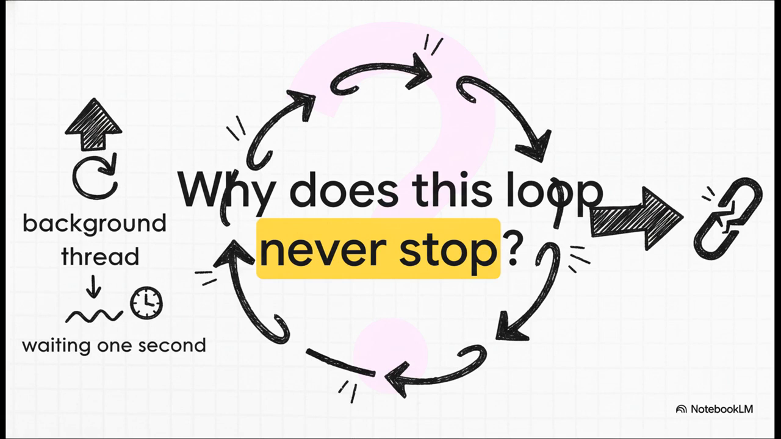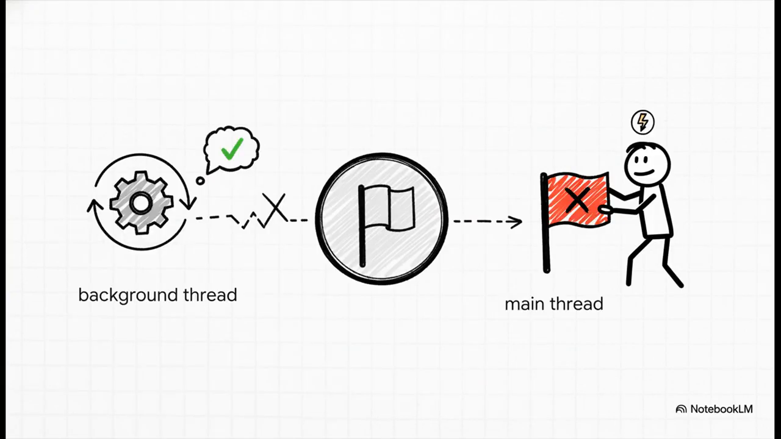But here's the weird part. A lot of the time, it just doesn't. It gets stuck in an infinite loop. What is going on here? Okay, here's the setup. We have one thread that's just looping, checking a running flag over and over. Then our main thread comes along and sets that same flag to false. Simple enough, right? The problem is the looping thread might just never see that change.